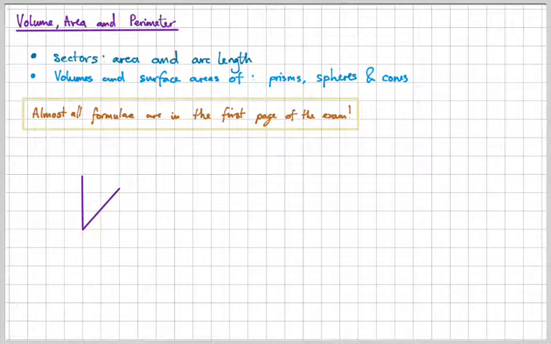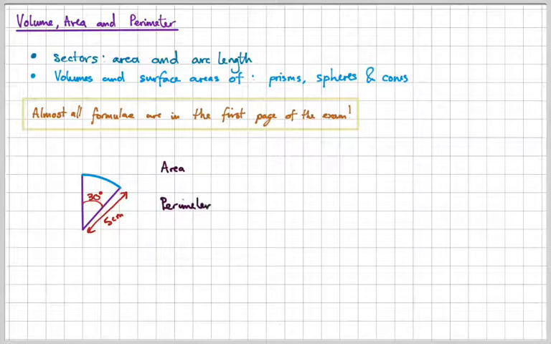Unfortunately though, with sectors, you don't get the formula. So here's a kind of question. What is the area and perimeter of this particular shape? We don't get the formula for area and perimeter of sectors in the formula booklet. You do get the formula for circles. The area of a circle is pi r squared. For this question, r is 5, so if it was a whole circle, the whole pizza would have area 25 pi. 5 squared is 25, 25 pi.